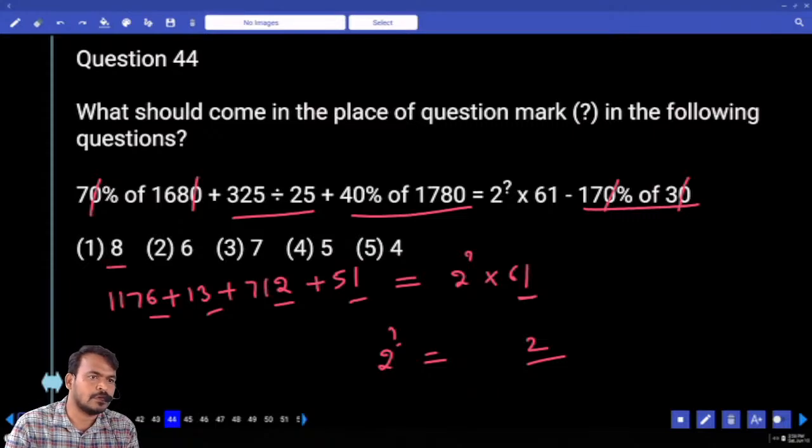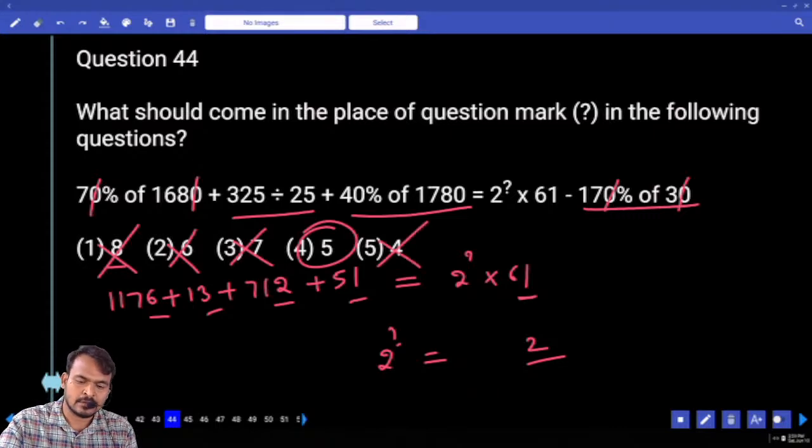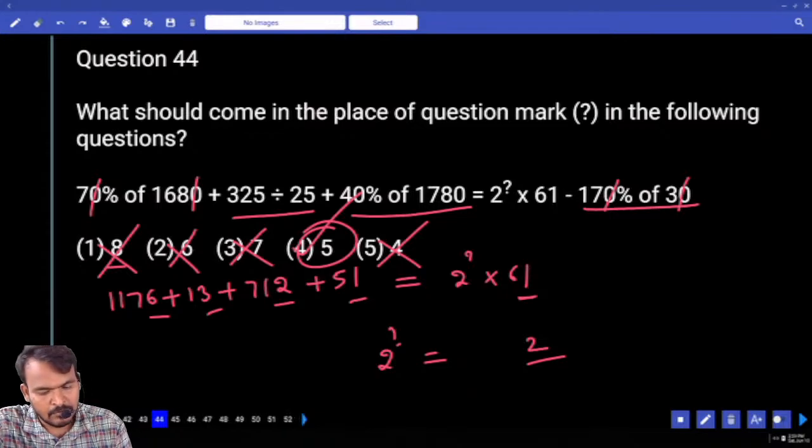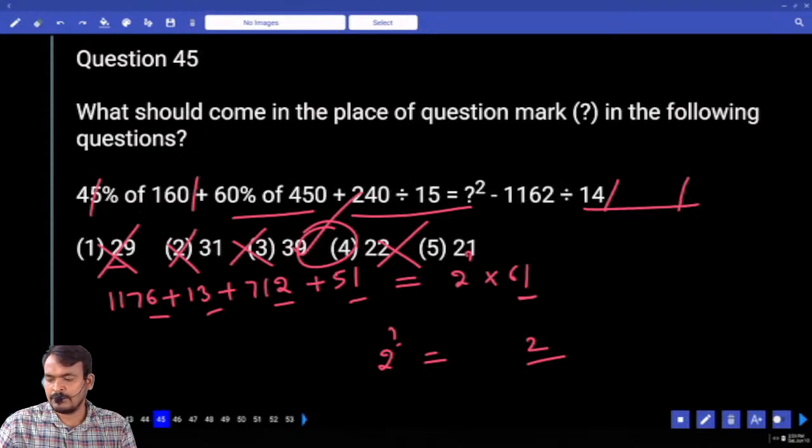What is the first option? 2 power 8, ends with 6. No. Second option, 2 power 6, ends with 4. No. 2 power 7, ends with 8. No. Fourth option, 2 power 5, ends with 12. Yes. Fifth option ends with 6, not possible. What is the answer? 5. Fourth option is the answer. Value 5 but answer 4. Next, question number 45.